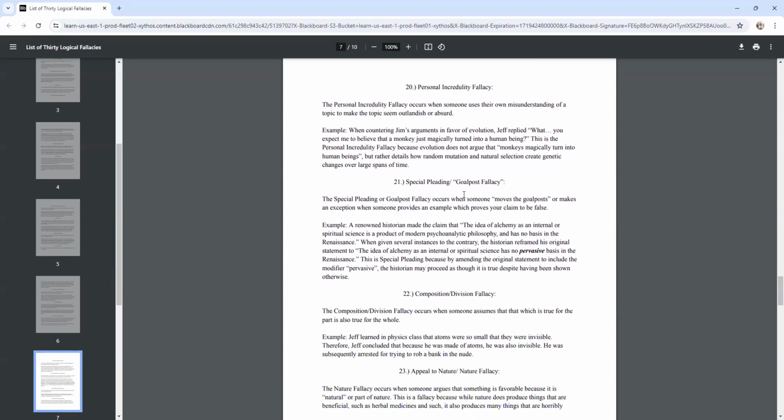Number 21 is special pleading or the goalpost fallacy. Very similar to the no true Scotsman, but instead of refuting a specific example, it just changes the definition of the thing to exclude whatever you have given as an example. So the special pleading or goalpost fallacy occurs when someone moves the goalpost or makes an exception when someone provides an example which proves the claim to be false.